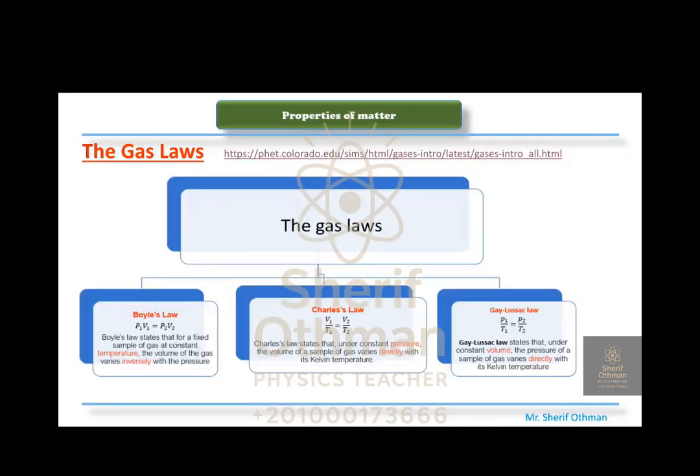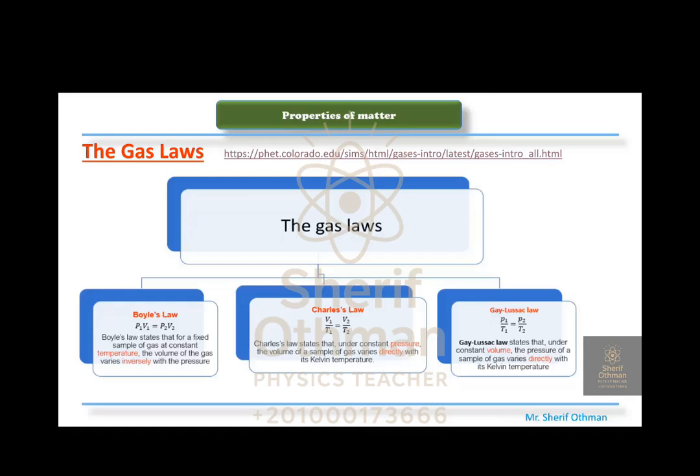Moving to a new part, guys, which is gas laws. Gas laws are three laws. The first provides a relation between pressure and volume of gas at constant temperature, called Boyle's law. The second is the relation between volume and temperature at constant pressure, which is Charles' law. The third is the relation between pressure and temperature at constant volume, which is called Gay-Lussac's law.